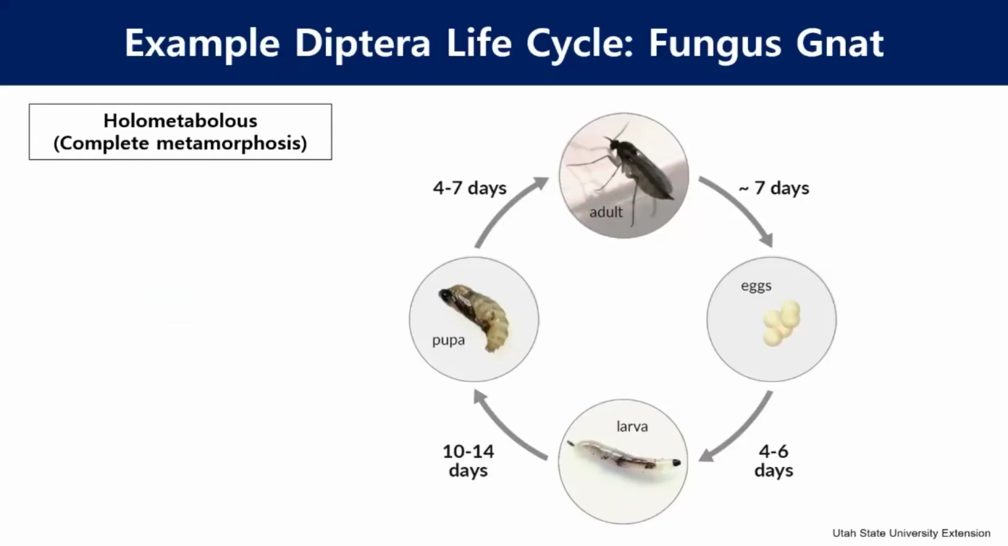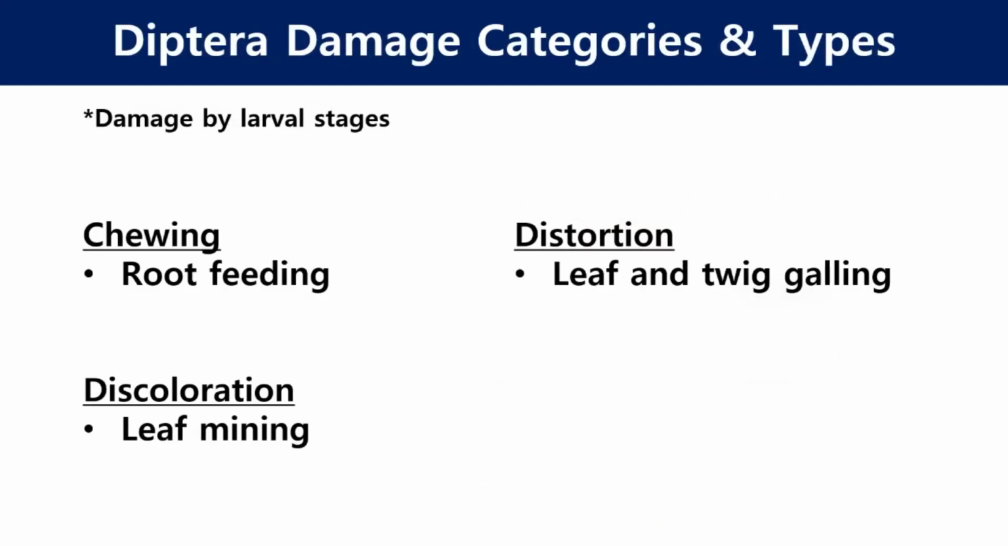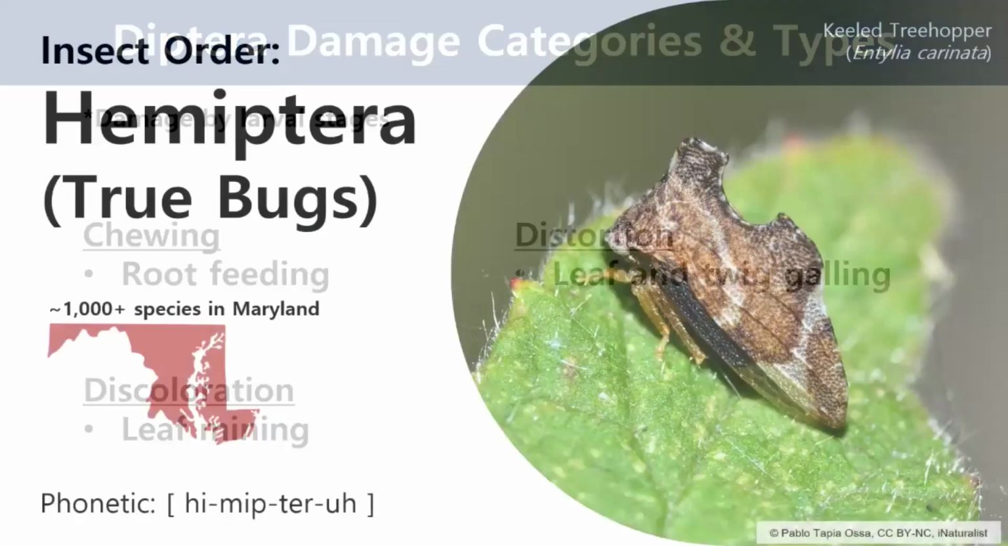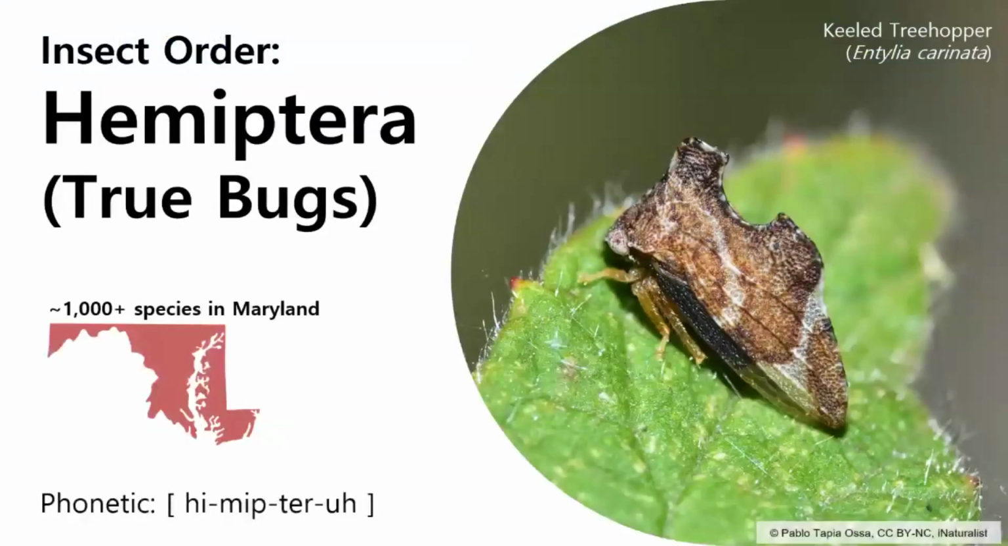Here's an example life cycle of a fly. This is for our fungus gnats. So we can see they have a holometabolous complete metamorphosis with that larval and pupal stage. Here's some examples of different damage types and categories for our dipterans. Next, we'll get into Hemiptera, our true bugs.